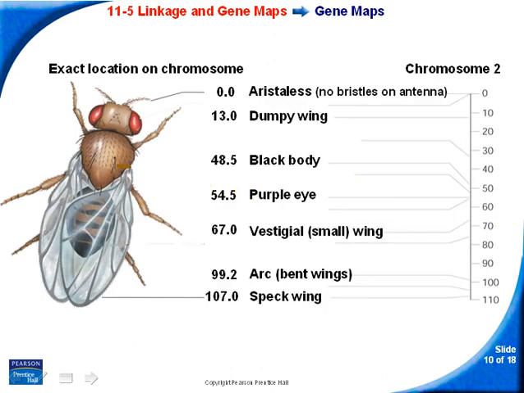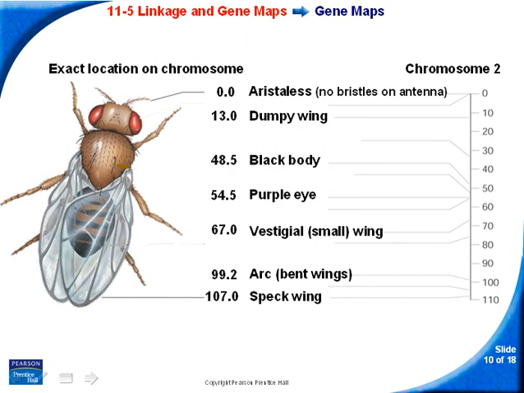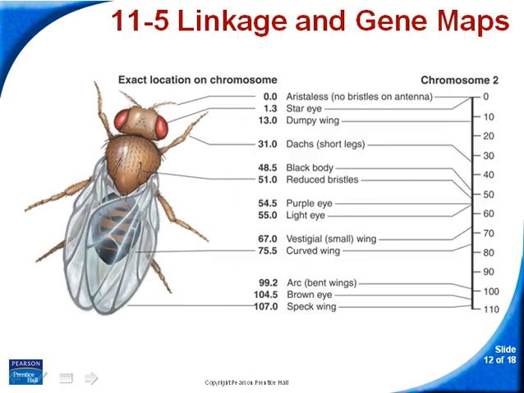Here are 2 of the chromosomes of the fruit fly. I'm sorry, that's chromosome 2. This is 2 chromosomes. They're both chromosome 2. Just showing you the map, and it shows you the relative distance from each other on the chromosome. And this is just all of them together. It's kind of a redundant slide.